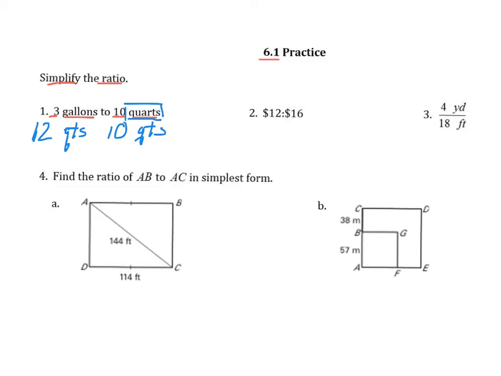So I have 12 to 10. I can divide both of them by 2, so my final ratio would be 6 to 5. That's supposed to be my colon in between, and then my units are quarts.